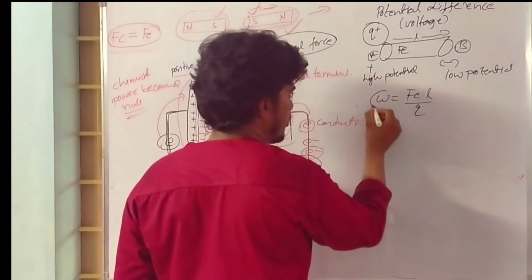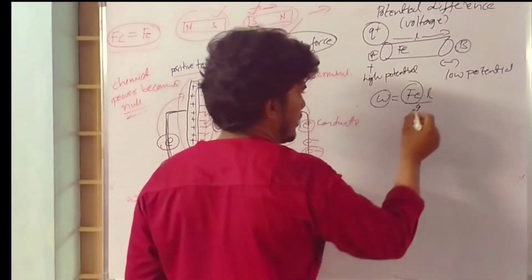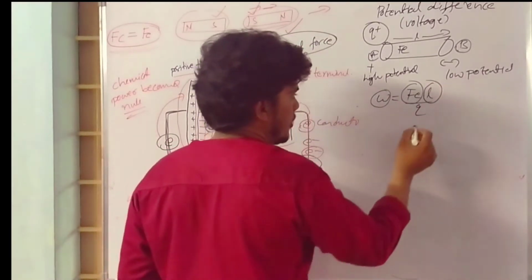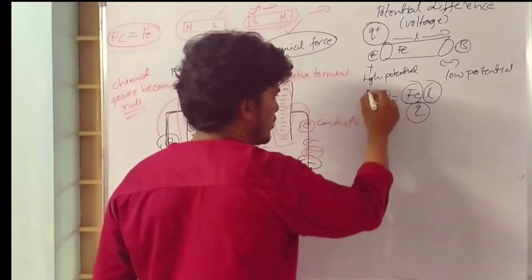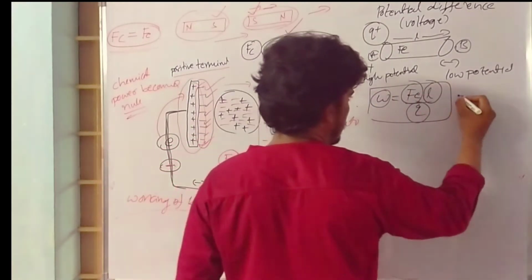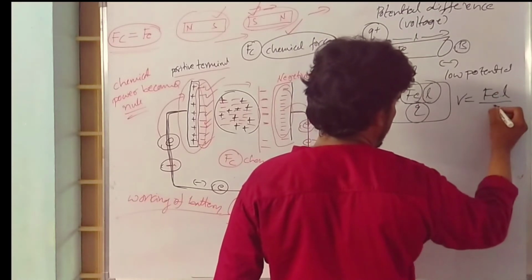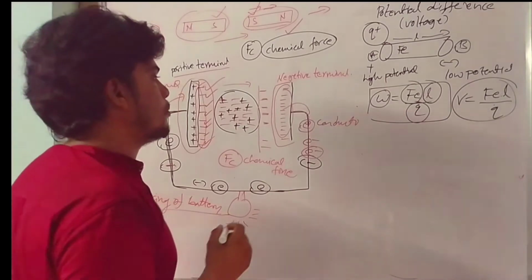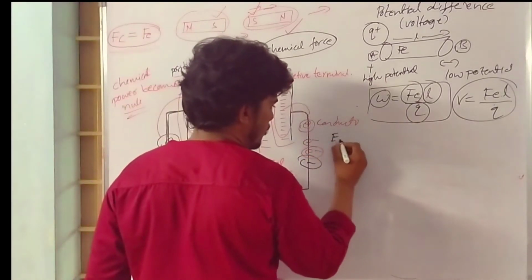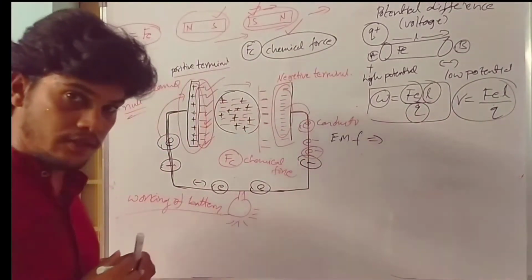Because work is done by applying electrical force, the charge moves L distance, and the work is done on the charge. So this is the formula of voltage. Voltage V equal to Fe L by Q. This is the formula of voltage. Now I would like to tell about the electromotive force. Look at here. What is electromotive force?